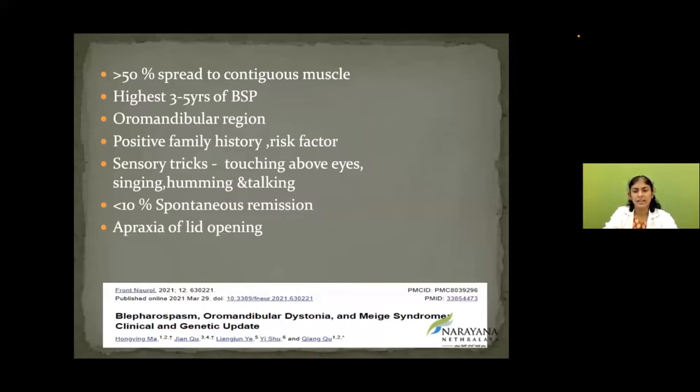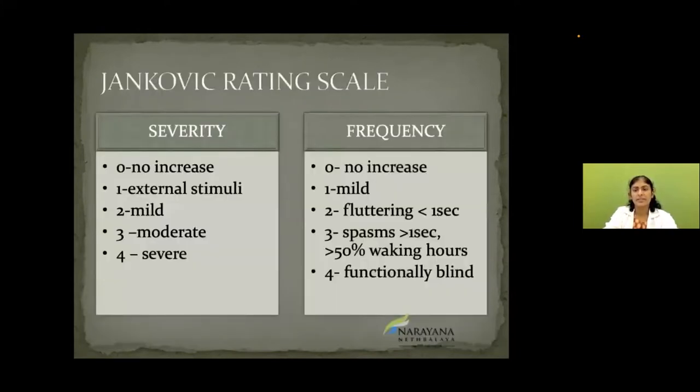Spontaneous remissions are rare, seen in less than 10%, and tend to occur in the first 5 years of symptom onset. Some of the patients have difficulty in opening the lid after cessation of the spasmodic episode. This is the associated apraxia of lid opening. The severity of blepharospasm is graded using the Jankovic rating scale.